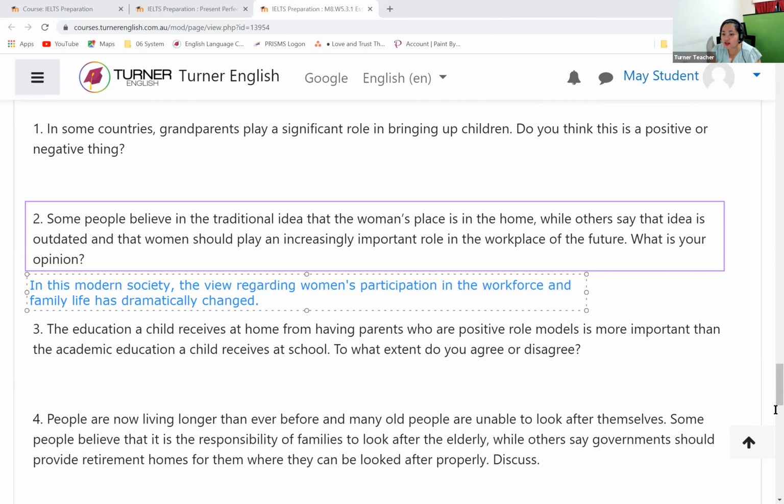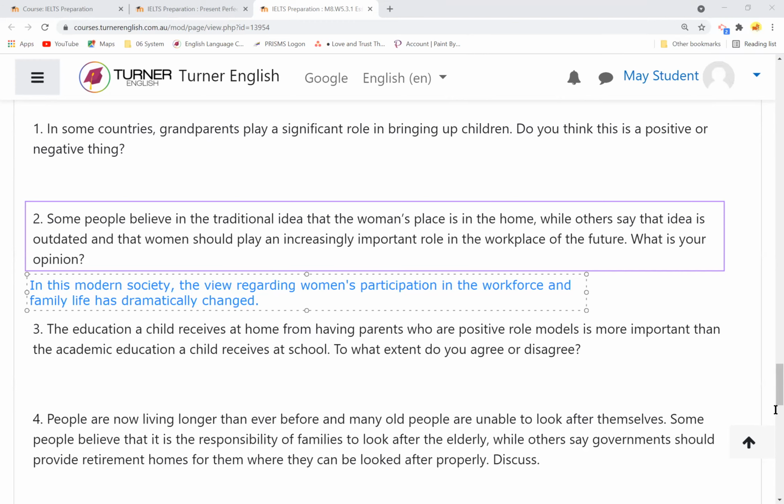"In this modern society, the role of women in the workplace has changed significantly." Yes, but you also would want to use probably, Maria, the role of women in the workplace and in the home has changed. Yeah, because it's not just talking about the workplace, it's also talking about the home. This is a good one. Just include that.